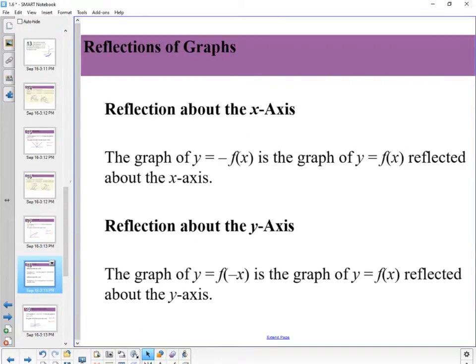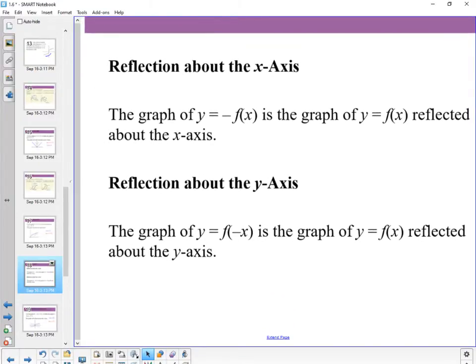Reflections. Reflections on x. If the negative is on the outside, that is your flip across the x.